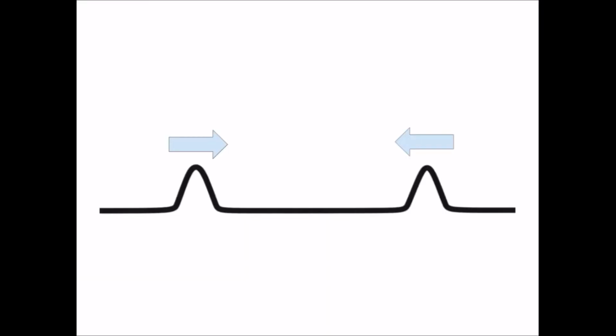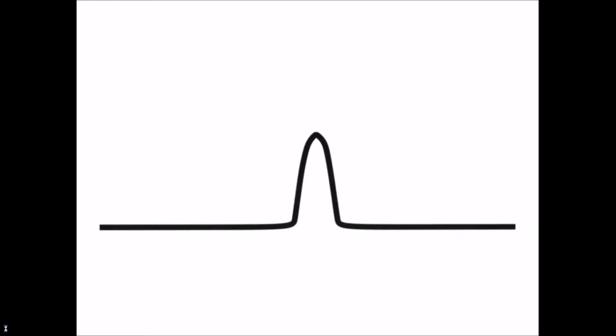Here's a hypothetical string, and look, it has two pulses going down it. They are the humps you can see, and they're both moving toward the center of the screen. Try and predict what will happen when they bump into each other. Here we go. Whoa, that's weird. The two waves made one big wave.